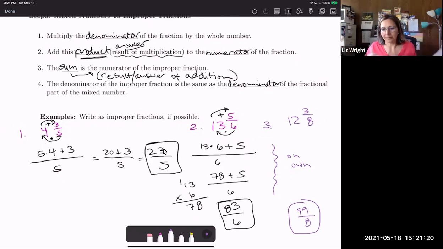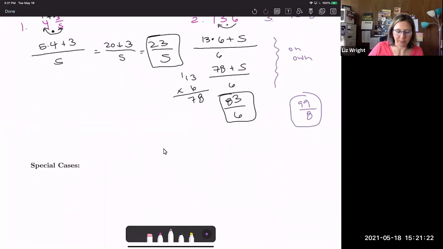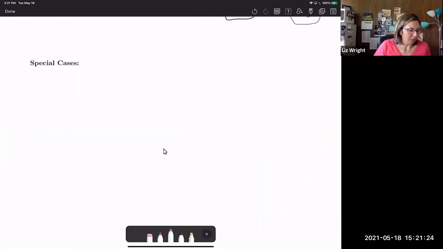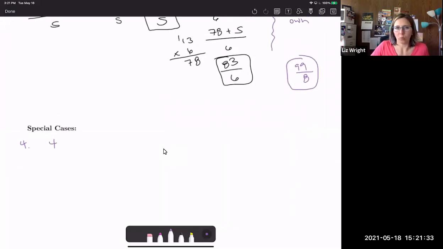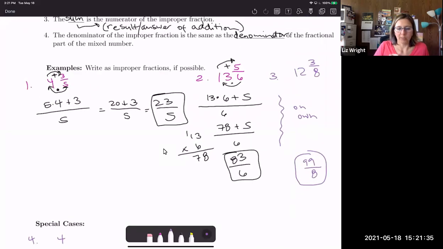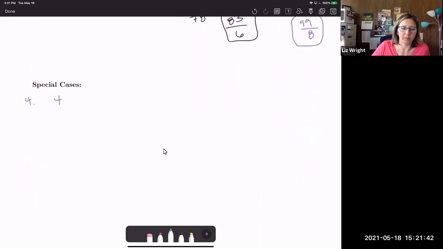For you guys to do that one. All right, let's look at some special cases. Special cases, let's say we've got the number 4. And go back up to our directions. What are we even supposed to be doing again? We're supposed to write as improper fractions if possible. So, writing as an improper fraction.